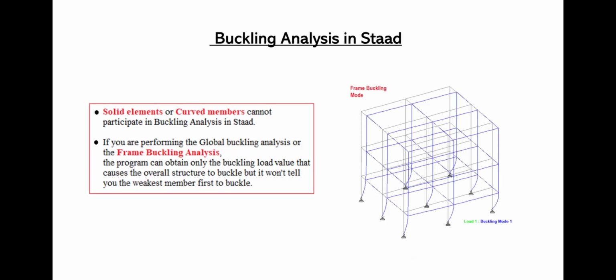Now, a few points to note for buckling analysis in STAAD. First, the solid and the curved members cannot participate in the buckling analysis in STAAD. Second, if you are performing the global buckling analysis, which is the frame buckling analysis, or the meshed plate buckling analysis, the program will only provide you the numerical information on the buckling load that causes the overall system to buckle, but it won't tell you the weakest member or the element first to buckle. However, one can see the buckling mode shape and its pattern to get some rough idea of the weakest member or element in the overall structure.